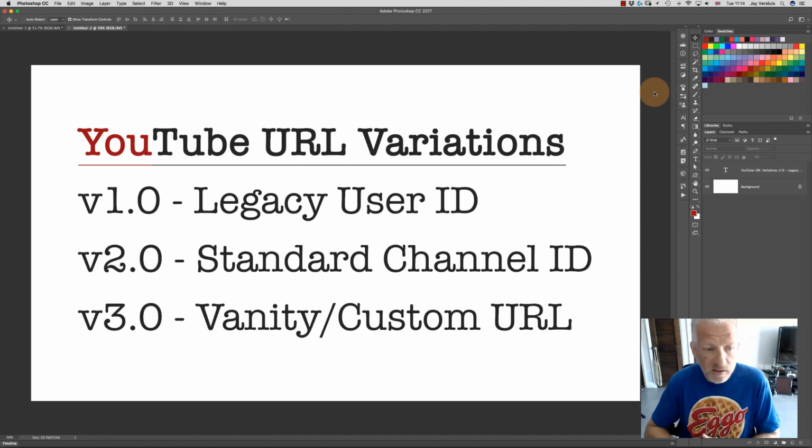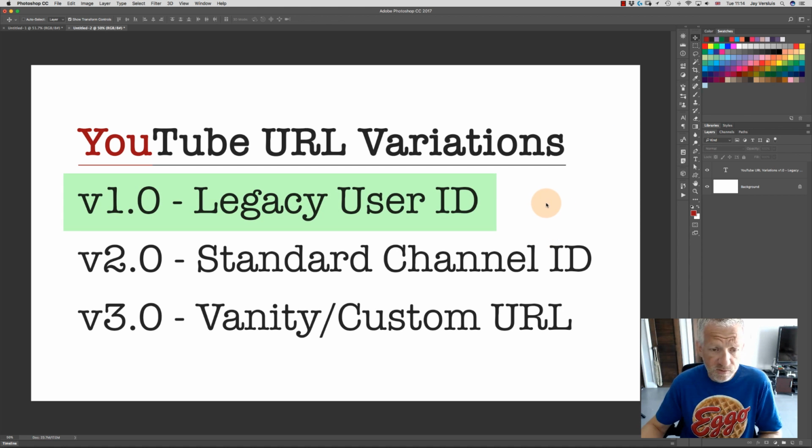These are the three types of YouTube channel URLs in existence. First is the legacy user ID. That's the one that has the word user in the actual URL. And that harkens back to the days of when YouTube and Google were in fact two separate entities. And I believe YouTube was founded in about 2005, and Google bought YouTube shortly after, only a year and a half later, in November 2006.